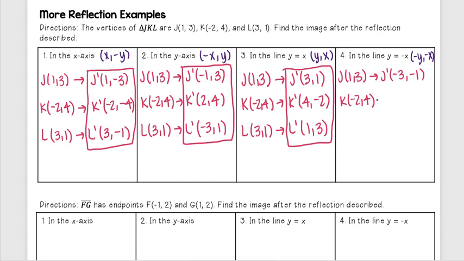And then for K, negative 2, 4, K prime, I'm going to flip-flop them first, so I have 4, negative 2, but then now I want to take the opposite sign, so this is really going to be a negative 4, and then a positive 2. And then L, 3, 1. I'm going to flip-flop them first, so now my 1 is going to be first, and then my 3 is going to be second, and then I want to take the opposite sign, so they both become negative.